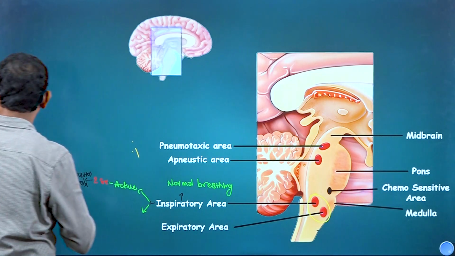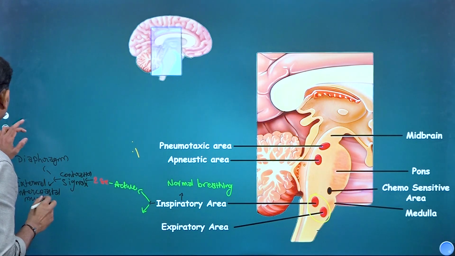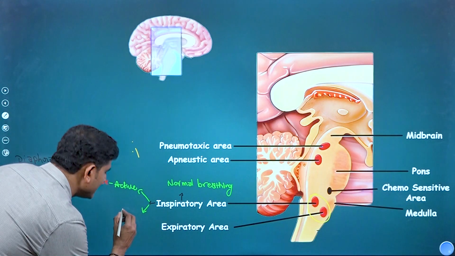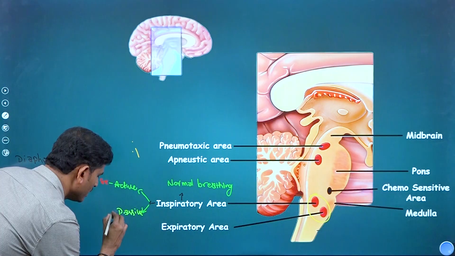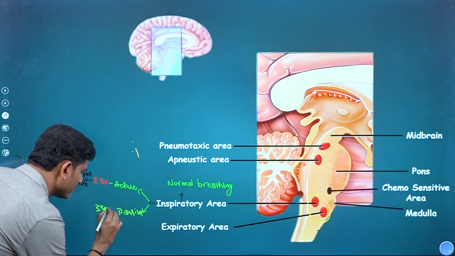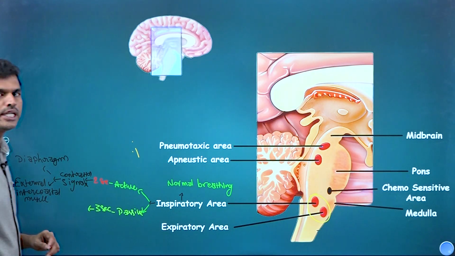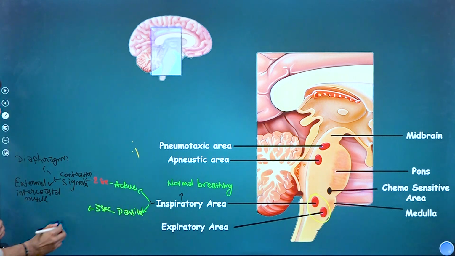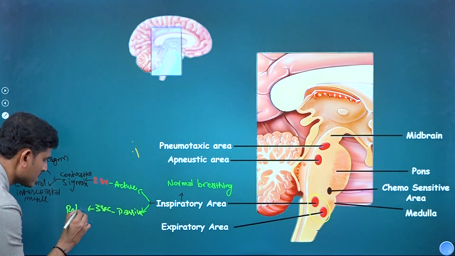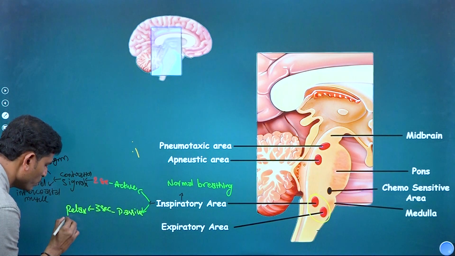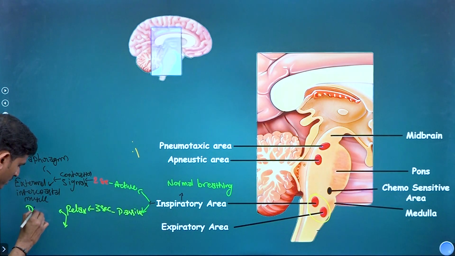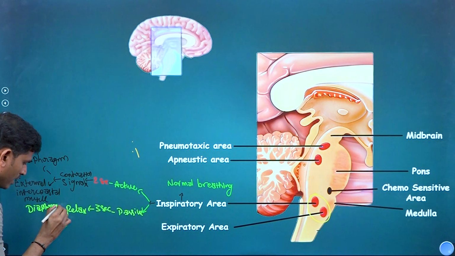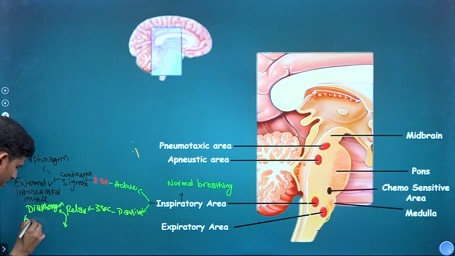Now next, it will be passive in mode. Next 3 seconds passive in mode. Then at that time, which signals does it produce? That is relaxation signals. Relaxation signals to the same both things. That is nothing but the diaphragm and another one is the external intercostal muscles.